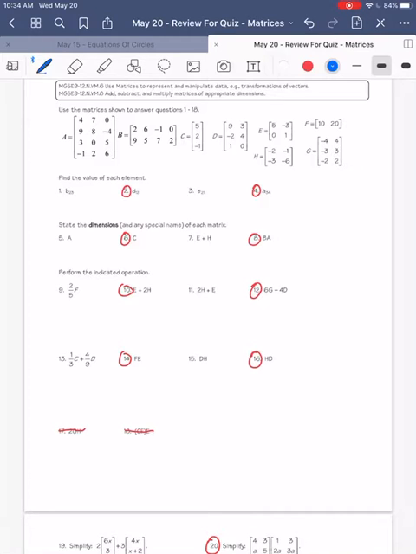Alrighty, it says find the value of each element. So first of all, remember, the lowercase letter tells you which uppercase letter to go to. Because I see a lowercase d, I'm going to go to this matrix here. And then 1, 2 means the first row, and 2 means the second column. So where those two things overlap is the number 3. So that's the element or the entry that I'm talking about.